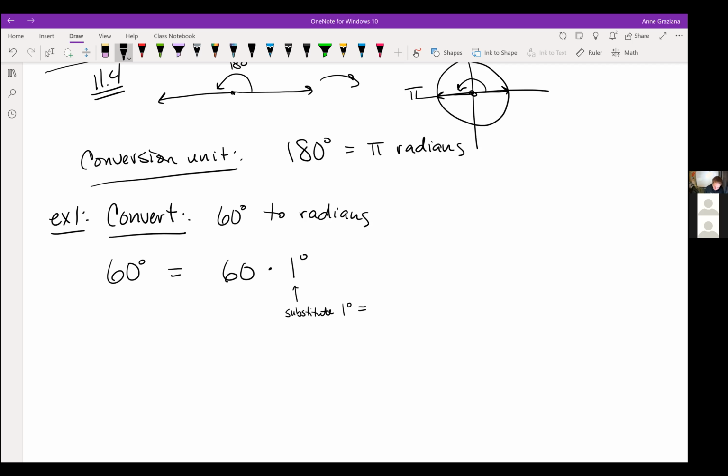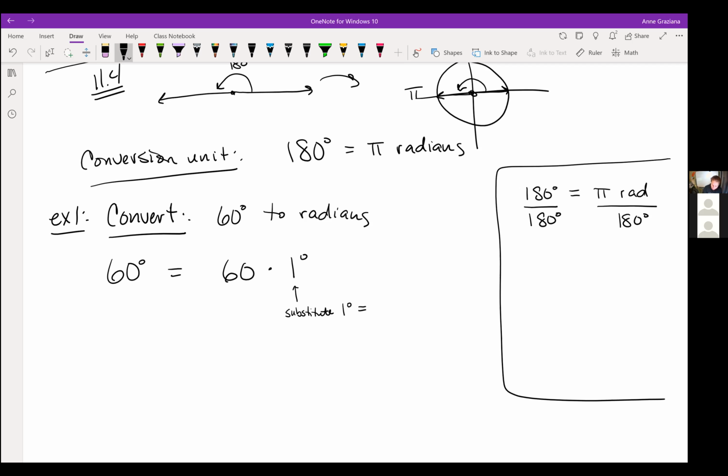One degree equals, now what do I substitute in? Okay, I'm going to take my 180 degrees equal to pi radians. And I want to be able to use the conversion where I substitute in something for 1 degree. So I have to get 1 degree over here. Okay, so this right here, 180 divided by 180 is 1 degree. 1 degree is equal to pi over 180.